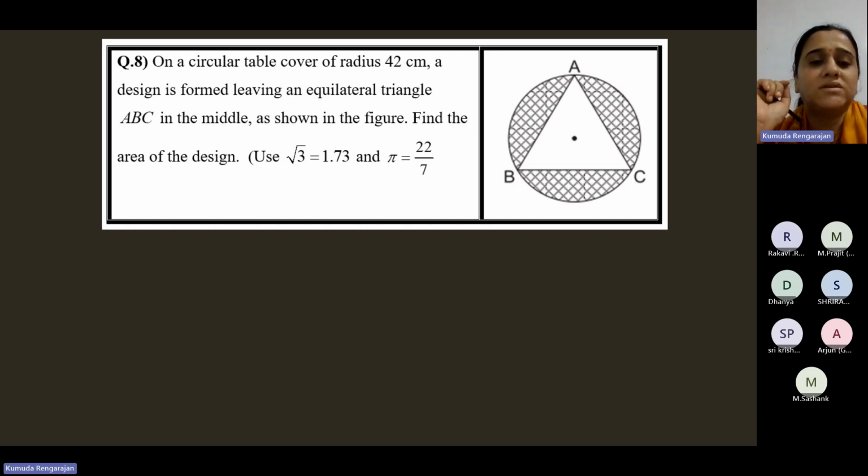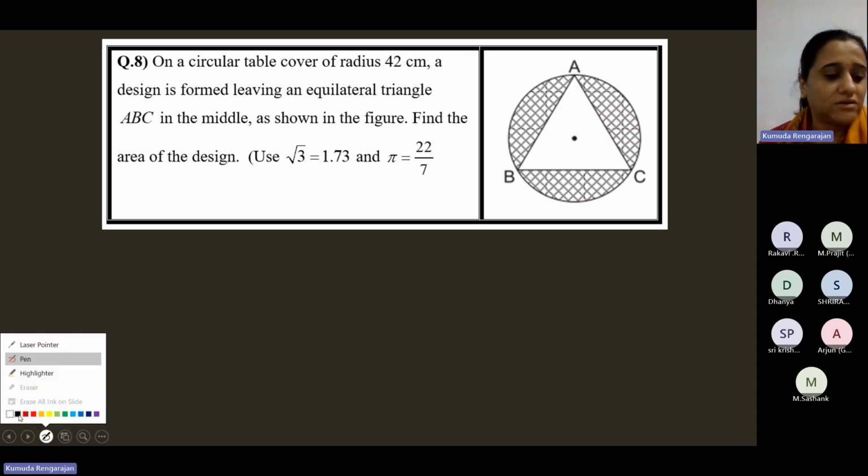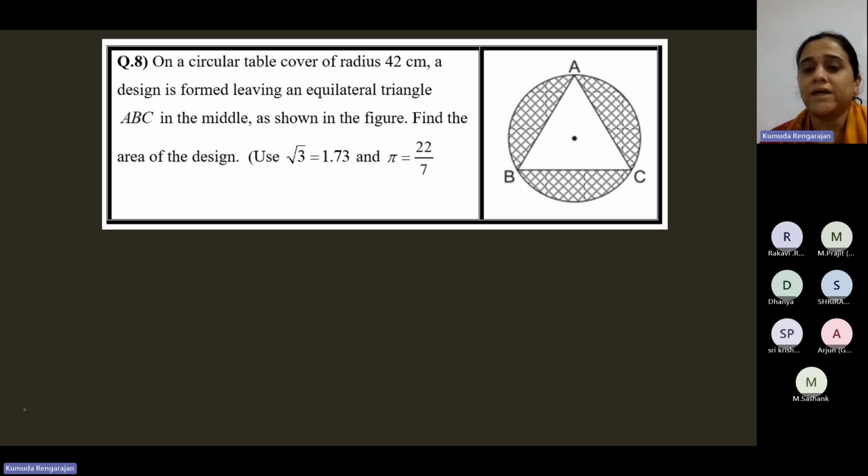So this one: on a circular table cover of radius 42 centimeters, we saw this in the last class from NCERT. A design is formed leaving an equilateral triangle ABC in the middle, as shown in the figure. Find the area of the design. So I'll just help you recall the different methods we saw in the last class. Method one is join OB and OC.